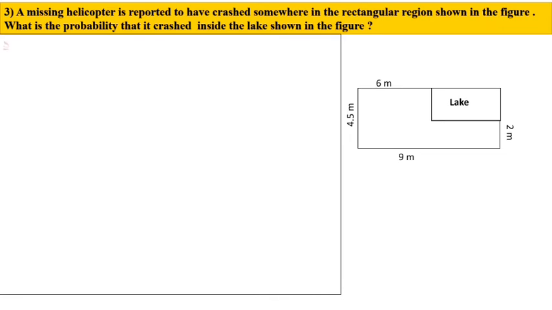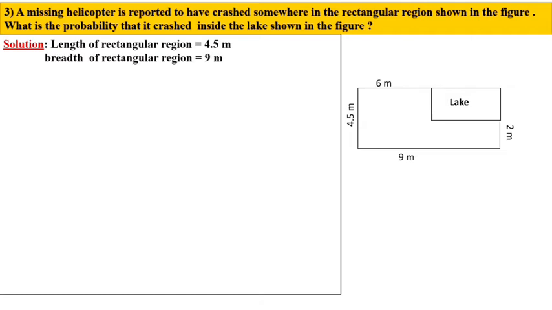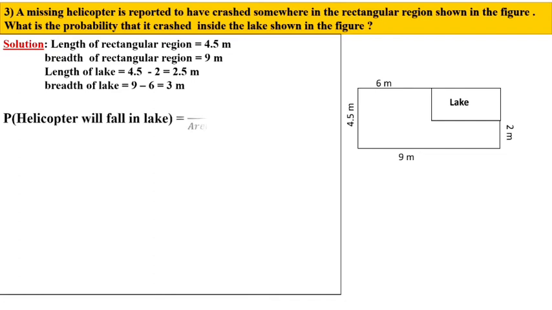2.5. So here is the solution. Let the length of the rectangular region be 4.5 and the breadth of the rectangular region be 9 meters. This is the rectangular region, which is a big rectangle. And now the length of the lake is 4.5 minus 2, here we get 2.5. The breadth of the lake is 9 minus 6, we get 3. But here we have to find the probability of what? Of the helicopter falling in the lake. So area of lake upon area of rectangular region.